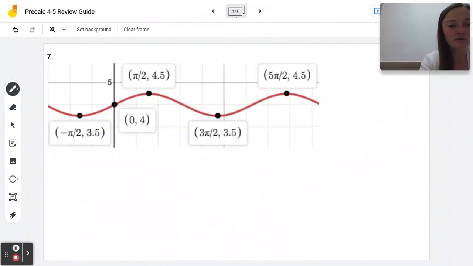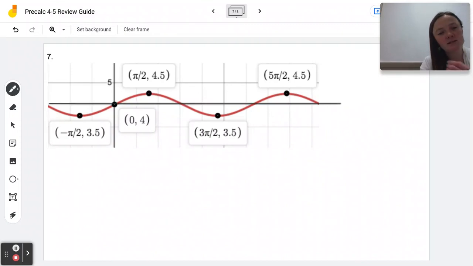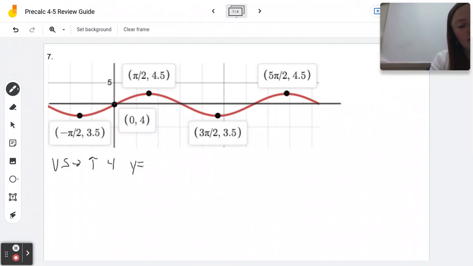We have one more here. Let's go ahead and start by drawing the midline. We want a cosine or sine graph. You can see that our midline is at 4. And so right away, we can see that our vertical shift is up 4, where it's at the line y equals 4, and therefore the d value must be 4.